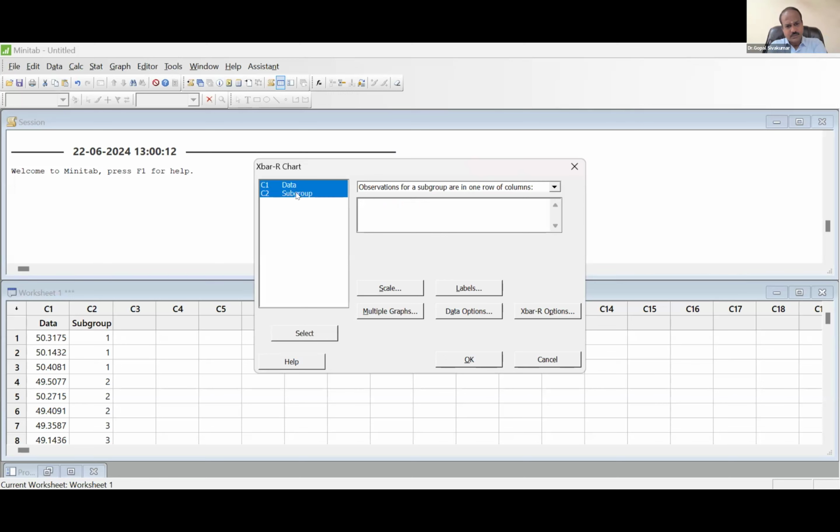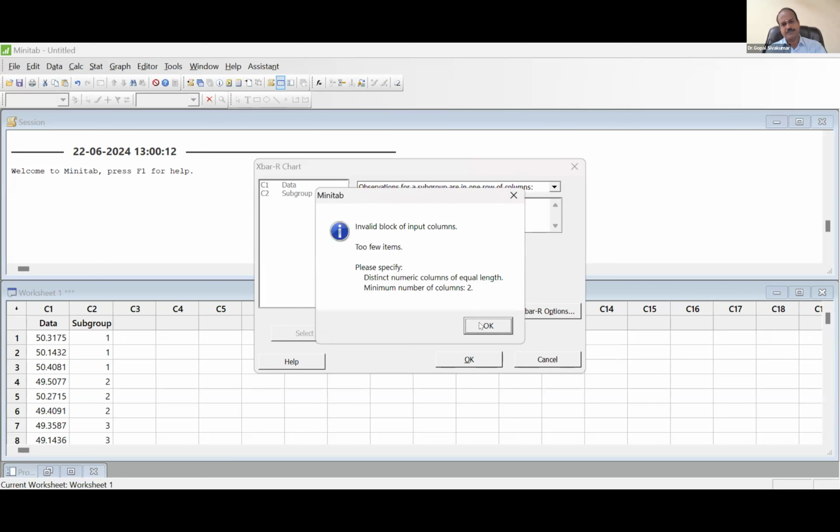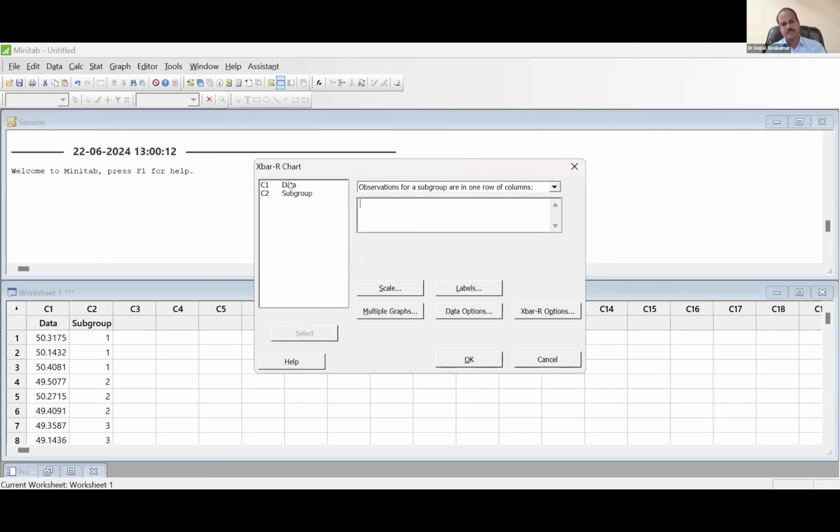But I still doubt whether it will work or not. Click and select. No, both. Now press the select button. Sir, it is using the option as single row. Subgroup size in single row, so it won't allow you to. Oh, sorry. Correct. Please change, sir. Observations of a subgroup in one column. Correct. And now it will come.